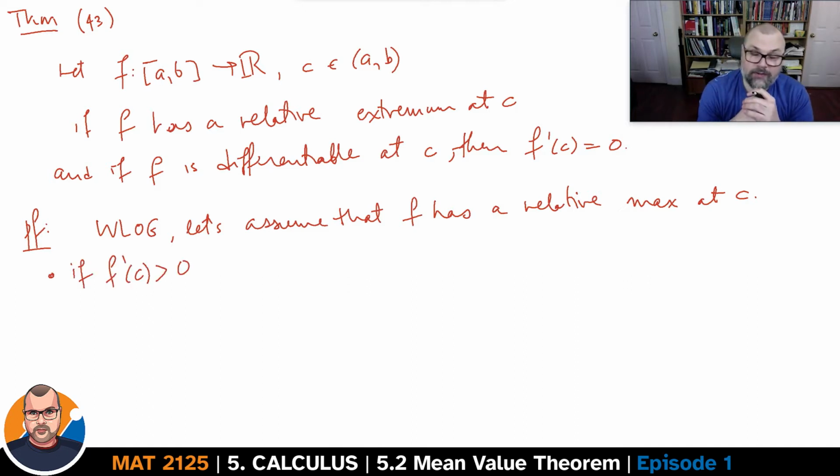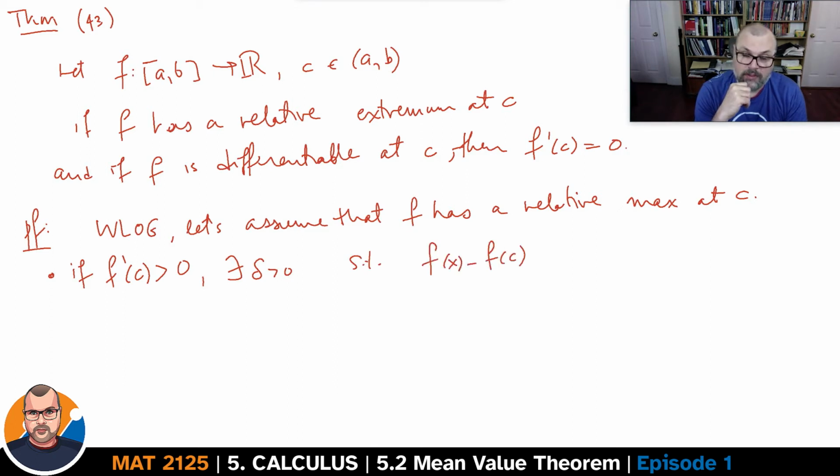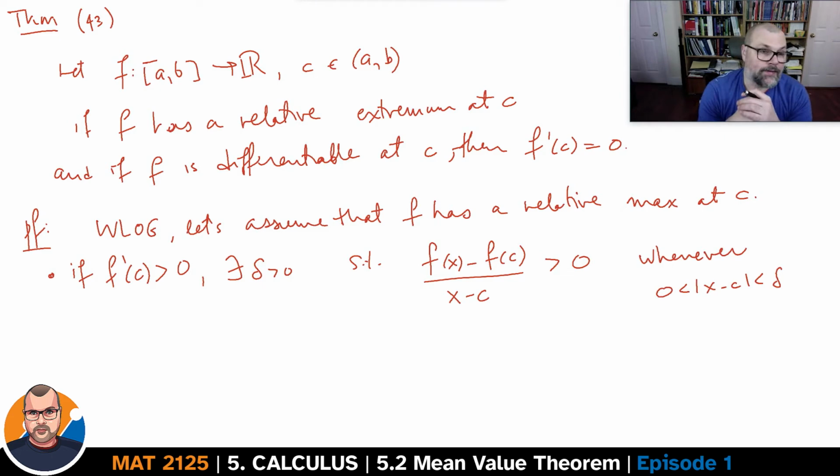If the derivative at c is positive, then you can find a delta, also positive, which will guarantee that the differential quotient f at x minus f at c divided by x minus c is greater than 0 whenever x is in a neighborhood of c, of radius delta, assuming of course that x is not equal to c. Well, how do we know this? We know the definition of the derivative, right?